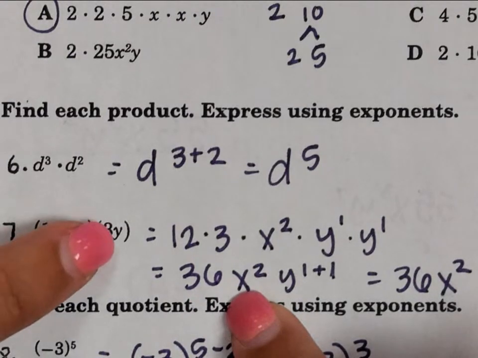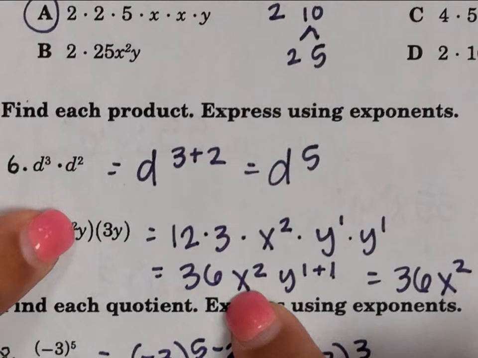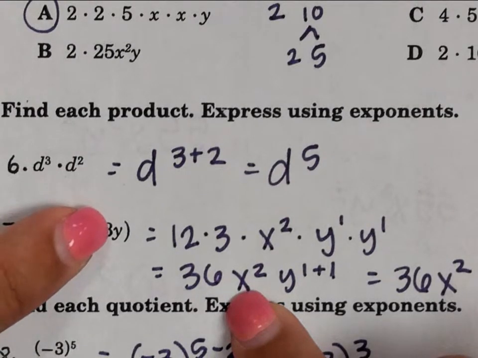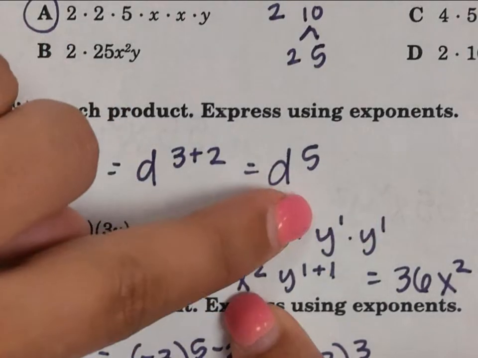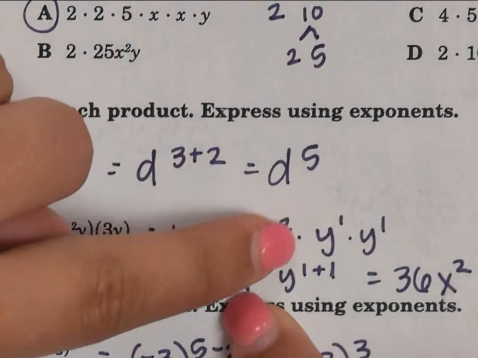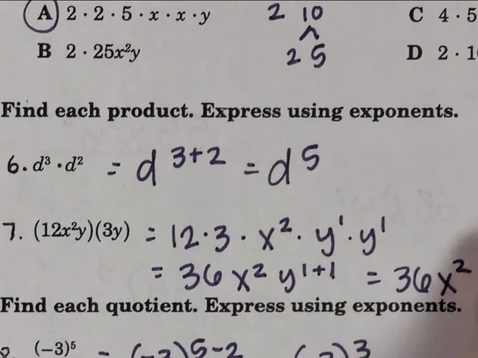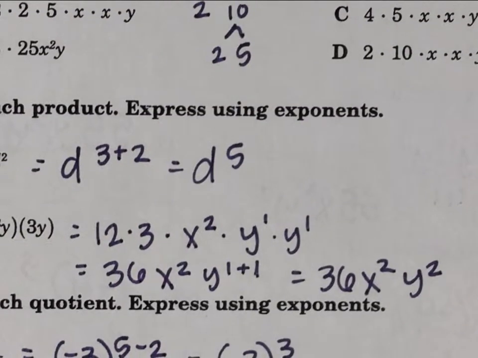And then I've got a y and a y. So what exponent is that y raised to? A 1. So that means I've got y to the first times y to the first. And what do you do when you multiply powers? You add their exponents. So your final answer should be 36x squared y squared. So remember to break it apart in pieces. Look at your coefficients, and then look at your variables separately. And then put them all together in one. Questions on that?